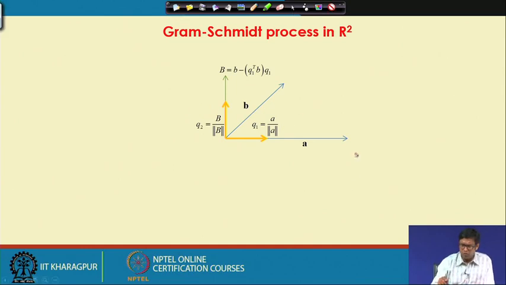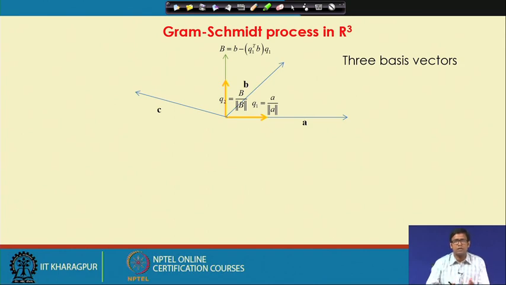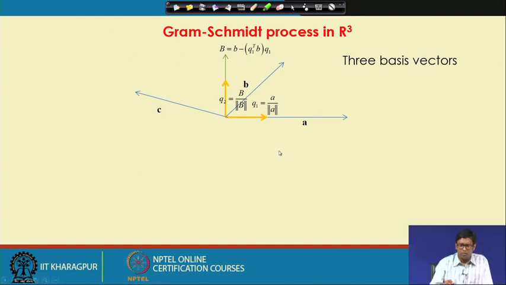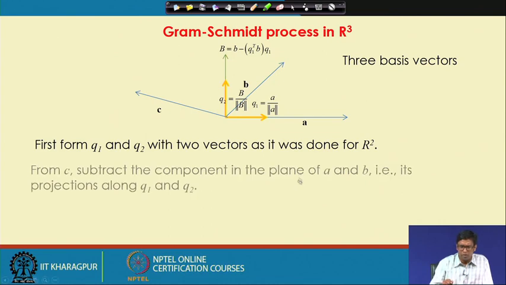Now, if we go to R3, we have three basis vectors. We do the exact same thing for the first two basis vectors. The third one is away from the plane. The first two vectors form a plane, and on that plane we similarly find q1 and q2 as two basis vectors. For the third one, from C we subtract the component which is in the plane formed by A and B. Now this plane has an orthonormal basis q1 and q2.